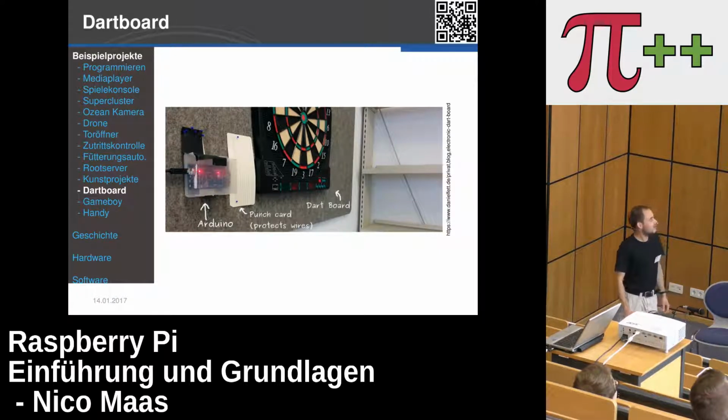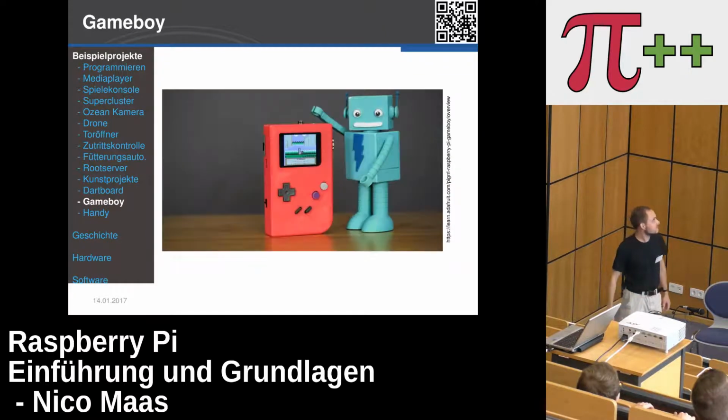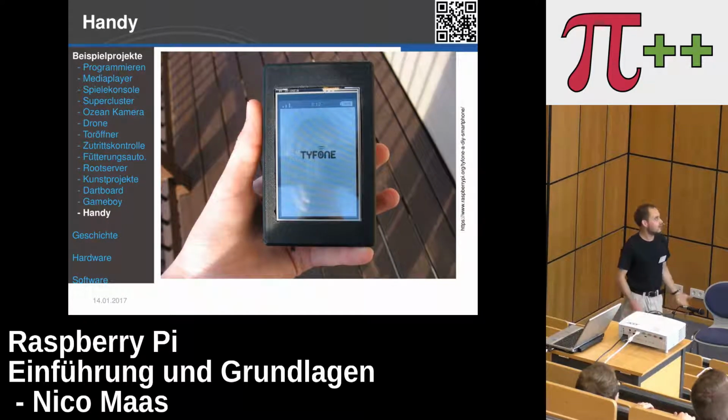You can use it as an interactive dartboard. Funny thing is the picture is actually from the now not here anymore IT security labor, and Daniel Fett did build this. So the guy with the short hair just minutes ago. A Game Girl, which is the Raspberry Pi version of the Game Boy. And yeah, you can build your own cell phone, but it's not that sleek in terms of form factor.